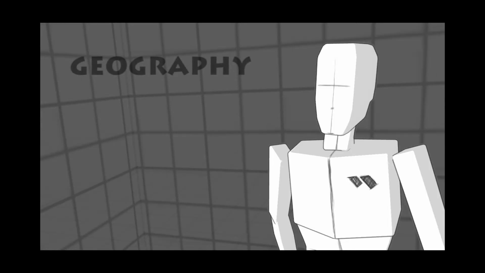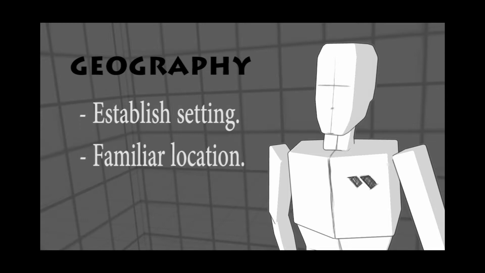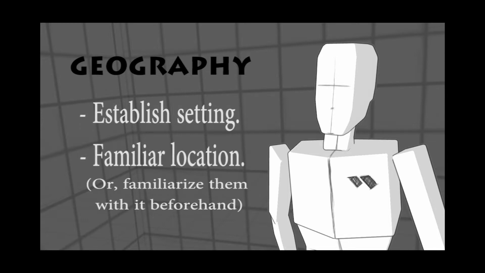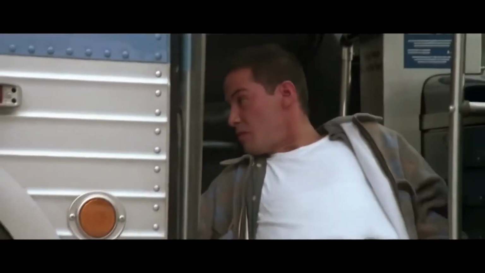Okay, to sum up geography, you must establish the setting first, and you have to pick a location the audience are familiar with. Doing so will make it much easier for your audience to realize what is at stake. In this case, the stakes are life and death, both Jack's and all those people on board the bus.